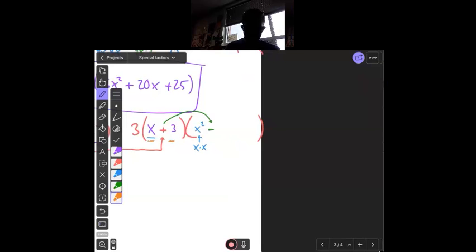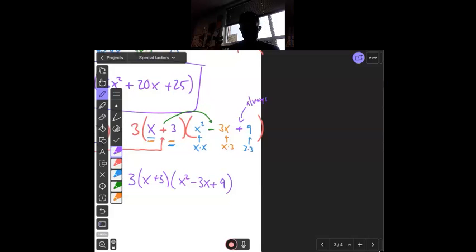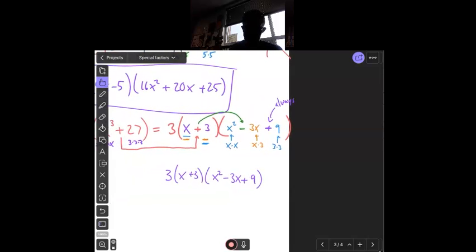P stands for product. I take these two things and I multiply them. I don't worry about the sign. X times 3 is 3x. Last sign is always plus. And my last term, I take that last term of the binomial, 3, and I square it again. S stands for square. 3 times 3 is 9. There it is, cleaned up.